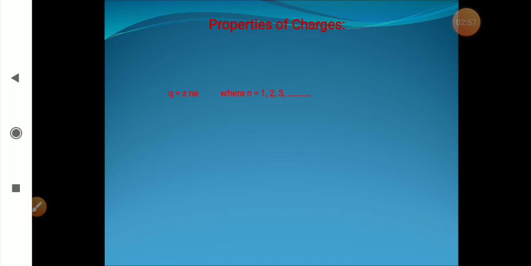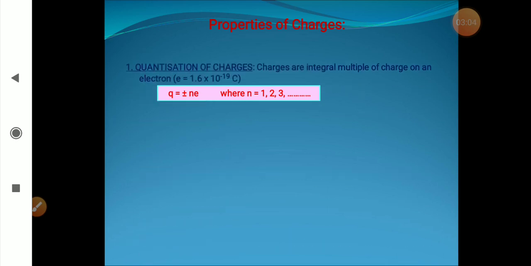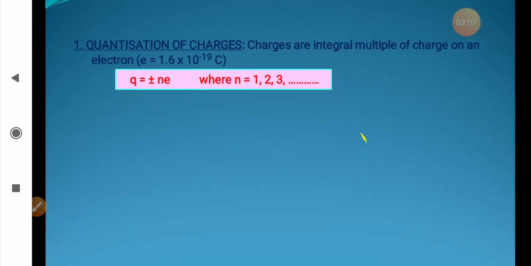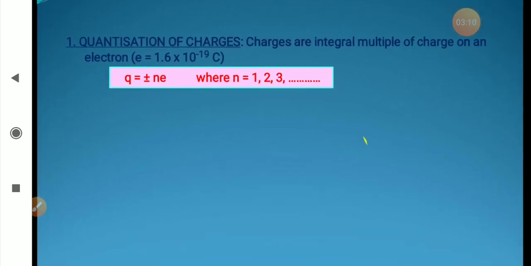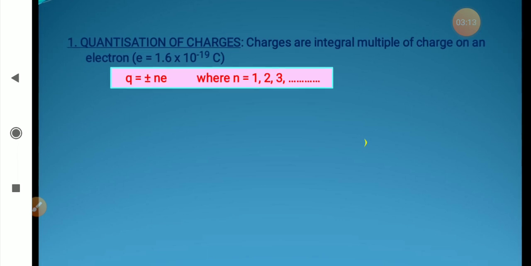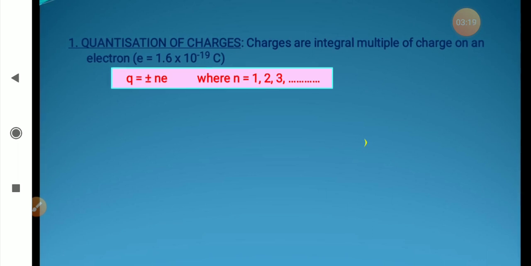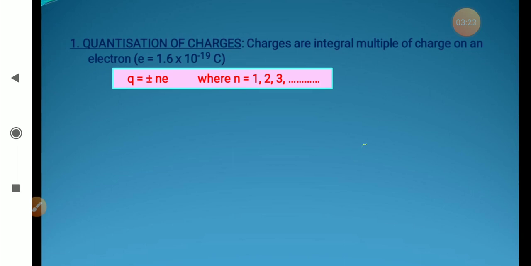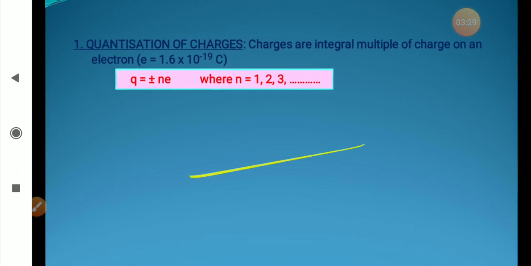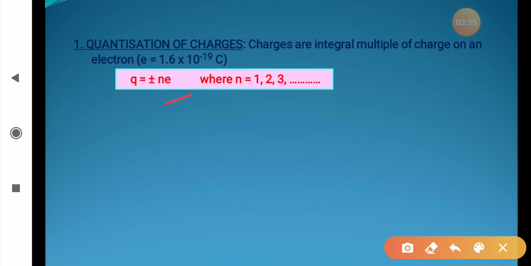So let us talk about properties of charges. And here, first property, quantization of charges. Now, charges are integral multiple of charge on an electron. And charge on an electron is 1.6 into 10 raised to the power minus 19 Coulomb. So, any charge can be expressed as plus minus NE, where N is 1, 2, 3 or any integer. Now you can see that e is the charge on one electron and N is any number. So any charge is an integral multiple of charge on electron. It's very easy to understand.